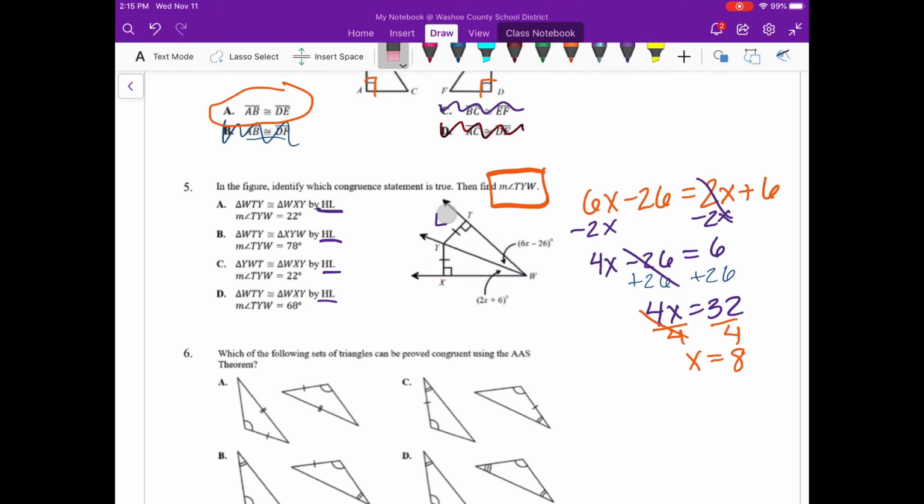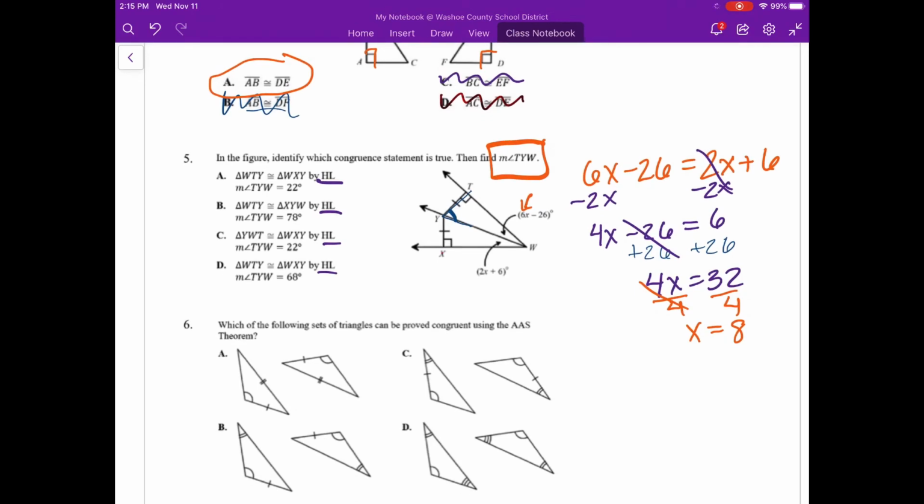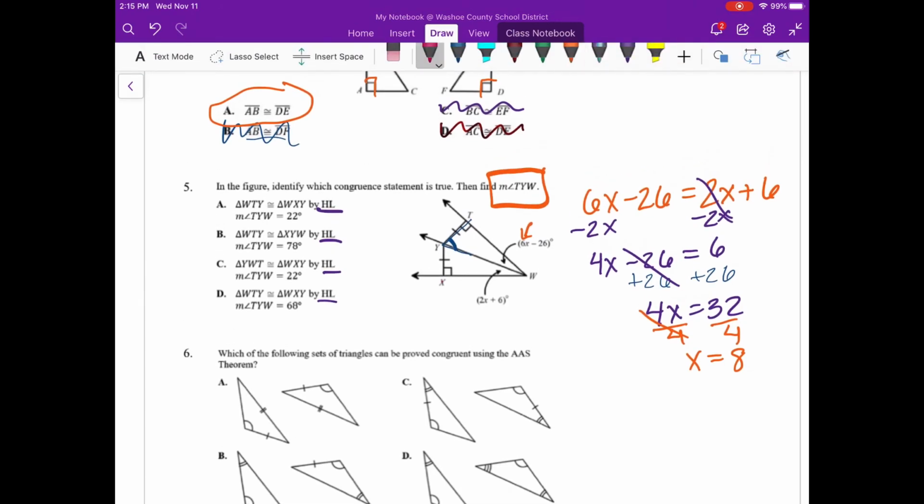Now TYW, let me clear my picture here so you see where TYW is. TYW is right here. It's asking me to find this angle. Either way, I have to substitute that x value into this equation. Okay, so I'm going to go ahead and do that. So I have 6 times 8 minus 26. 6 times 8 is 48 minus 26 gives me 22.